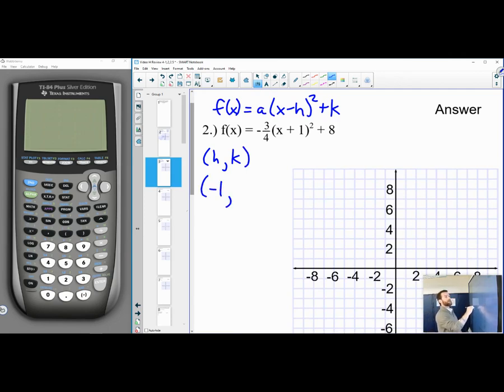h would be -1, and k is +8. So we graph -1 and 8. So that is our vertex. We'll circle it to emphasize it, and we'll draw our axis of symmetry. Remember, axis of symmetry, not part of the final answer, but it's important to have. There's the vertex emphasized.